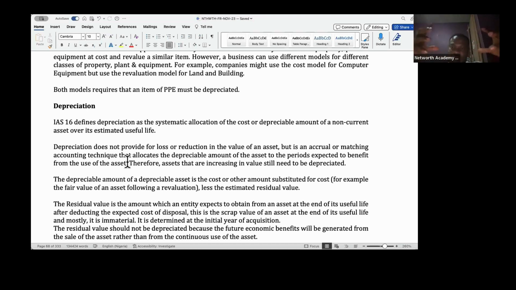Match that cost. Match it in your P&L. So you are matching revenue with costs so that you can get a reasonable profit. Yeah, the same thing applies here now.